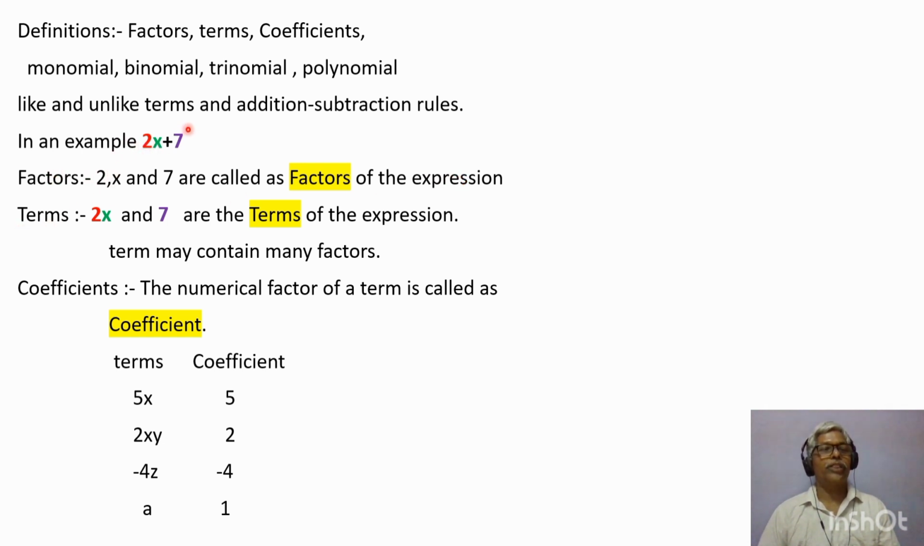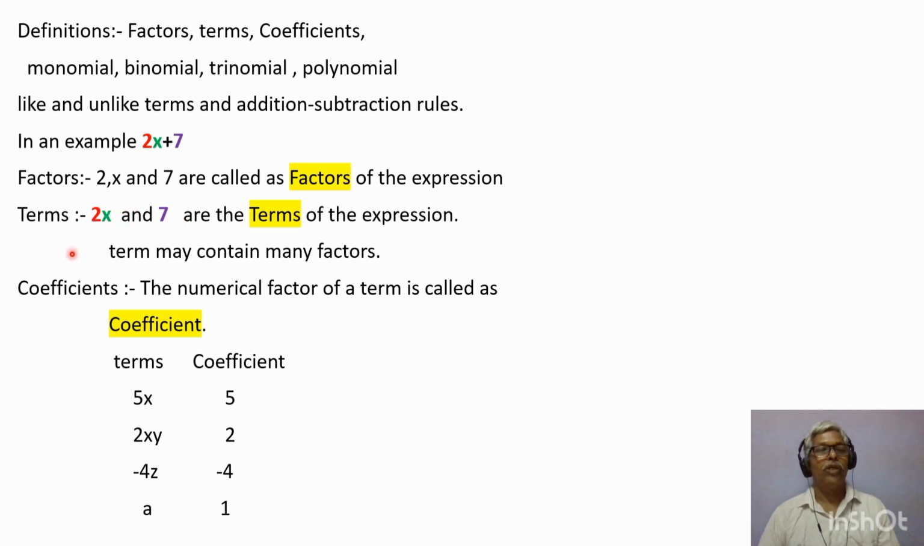Terms. Consider the same example 2x plus 7. So here 2x, earlier it was 2 and x, and 7. Now here 2x is one term, that is, it's separated by the plus or minus sign, not by multiplication or division. So 2x and 7 are the terms of the expression. So can you find the difference between factors and terms? That is very easy. Terms may contain many factors. So this may have another x, y, z. These are all different factors but only one term.